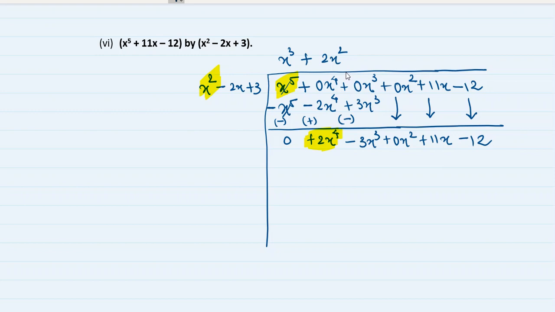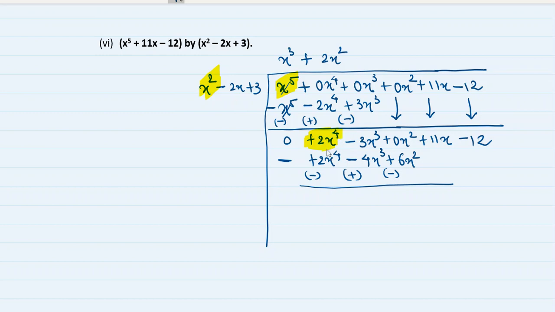If you are not comfortable with my oral divisions, you need practice. Okay, so 2x square multiplied by x square is plus 2x raised to 4. 2x square multiplied by minus 2x is minus 4x cube, correct? And 2x square multiplied by plus 3 is plus 6x square. So this will become minus, this will become plus, and this will become minus.